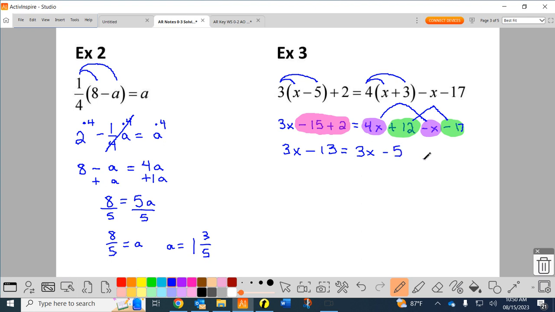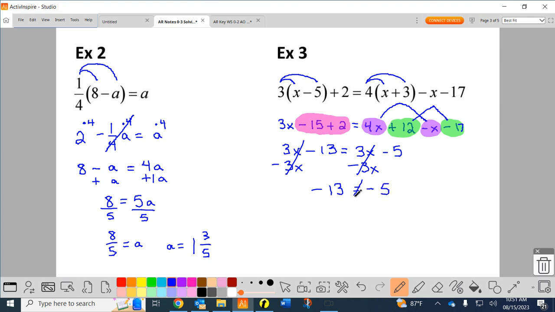Now, this one is going to be unique because you do not get a regular answer. Because when you go to get rid of the variables, this cancels, and we get negative 13 equals negative 5.